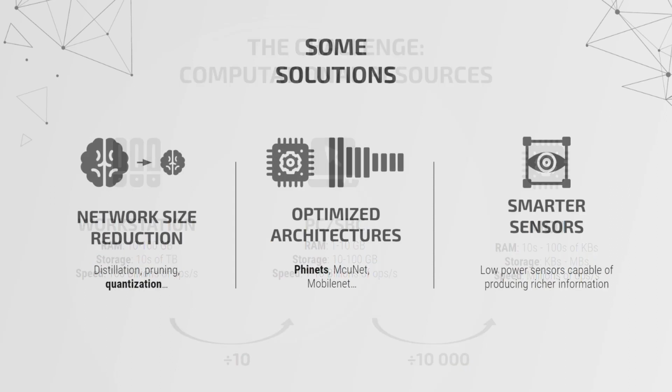There are some solutions in order to be able to run neural networks on these devices. The most common ones rely on network size reduction. For example, employing distillation or pruning or quantization of the network weights.